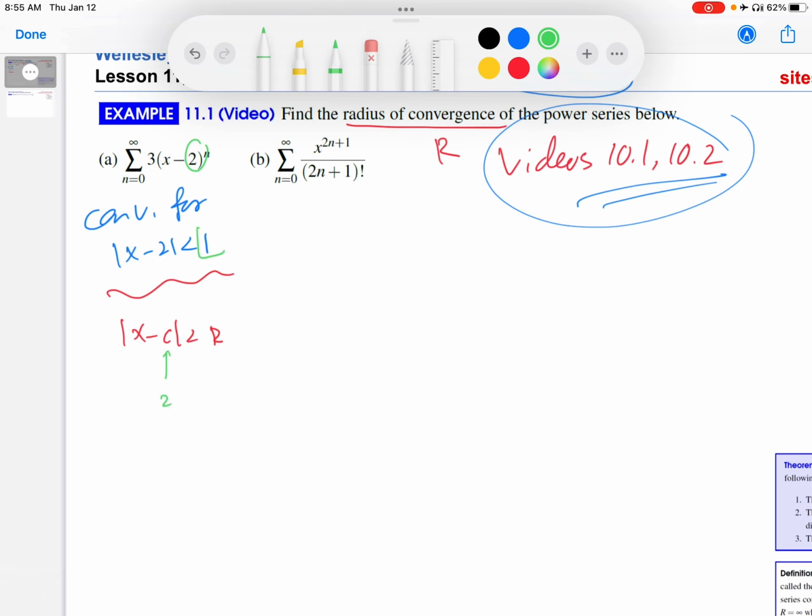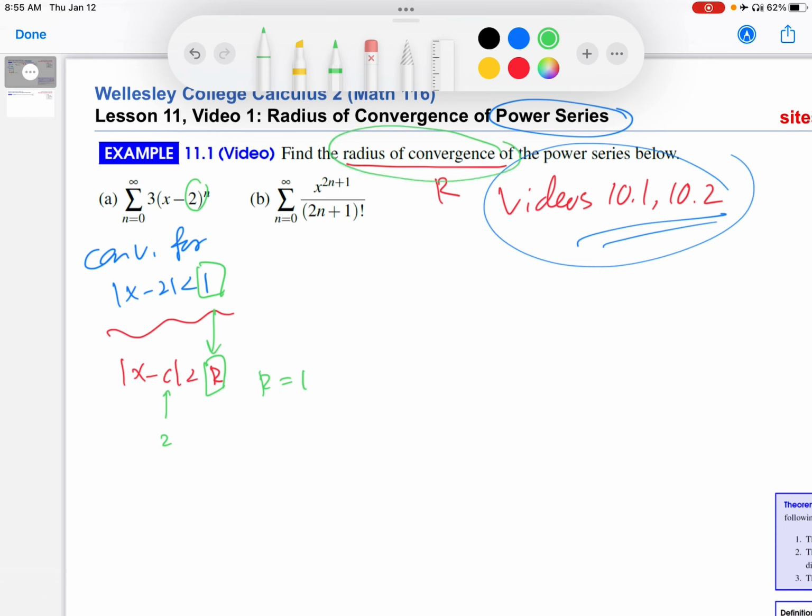But now also we can take a look at this identification here, right? So r equals 1. And that actually answers the question that we set out to answer in this example. What is the radius of convergence? Radius of convergence is 1.